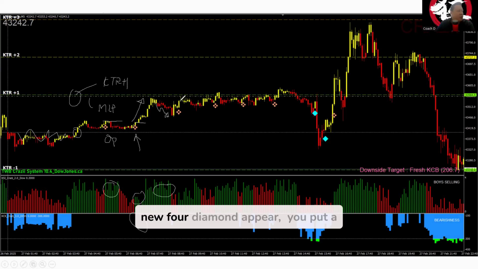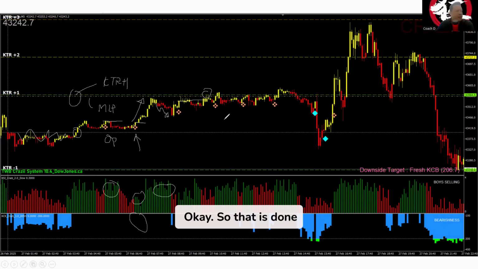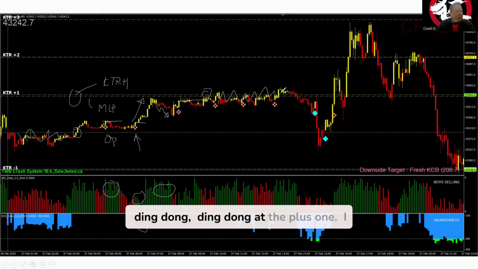Then after that, another new 4 diamond appeared. You put a line again. And this time around, the market finally touched my KTR +1 right over here, and I profited on my first trade. Okay, so that is a done deal. Then subsequently, the market went ding dong, ding dong at the +1.